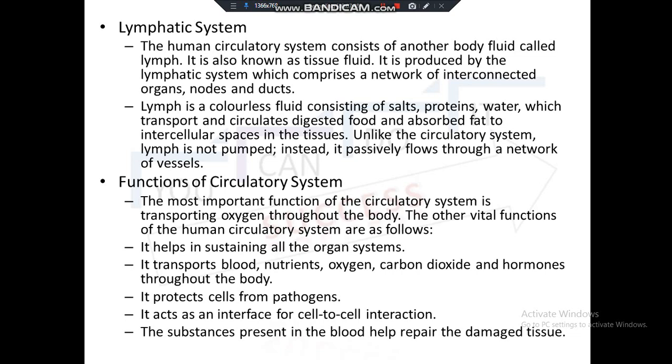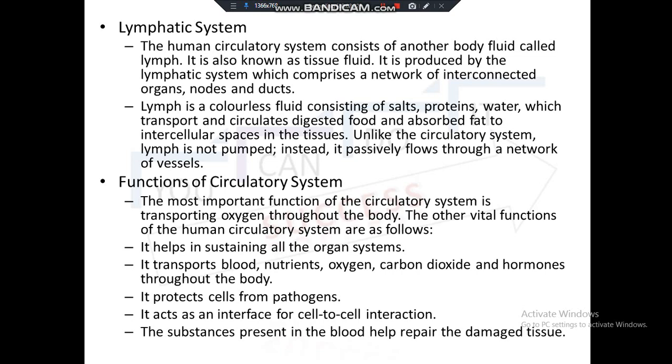Now, another important aspect of the circulatory system: we talked about the blood system, but there is another body fluid called the lymph, also called tissue fluid, and it involves the lymphatic system, which consists of organs, nodes and ducts. The fluid is colorless in this case, consists of salts, proteins, water, and transports and circulates digested food and absorbed fat.